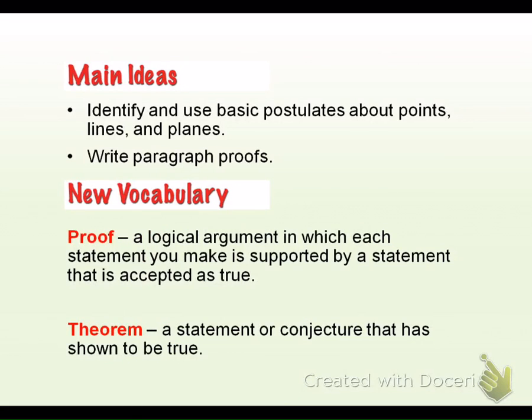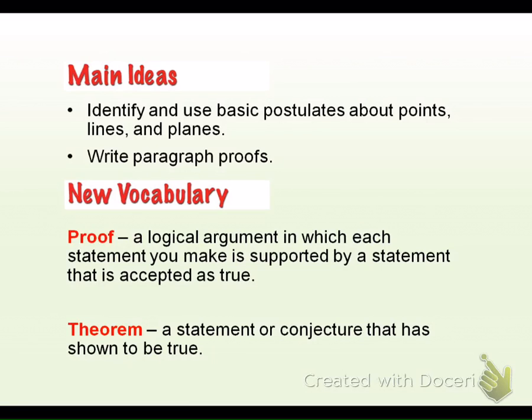What a proof is, and the actual definition of a proof, is a logical argument where each statement you make is supported by another statement that's accepted as true. If you're trying to prove something to be real, in anything, not just geometry, you have to make a logical argument and you have to give supporting statements that are accepted as true, right? It's the same definition here. Some of those supporting statements we call theorems. A theorem is a statement, a conjecture, that has been shown to be true. So you can use a theorem as justification, as a reason to prove something.